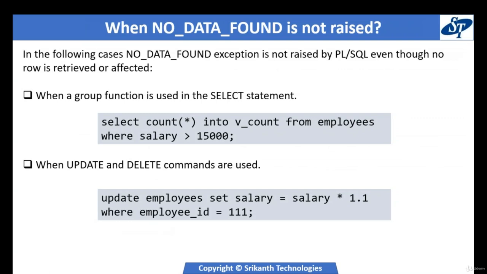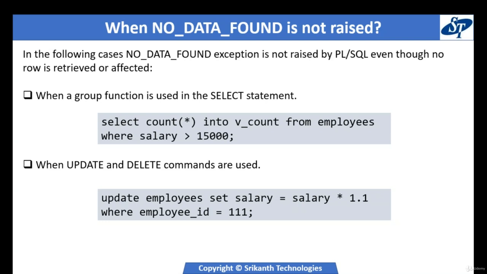In addition to that, you can also create your own exceptions. We'll see that shortly. But interestingly, no data found is not raised in two specific cases. Most of the beginners think no data found is raised in all cases, but it's not so. So number one, if the select command is using any group function like this, select count of star, etc., even though no row is selected, no data found exception is not raised. Instead, the count is going to be 0.